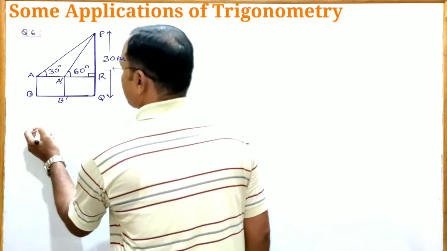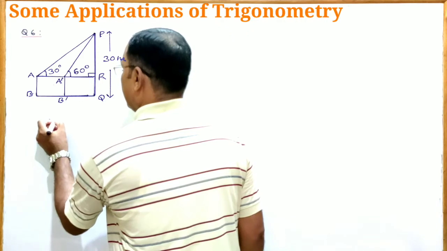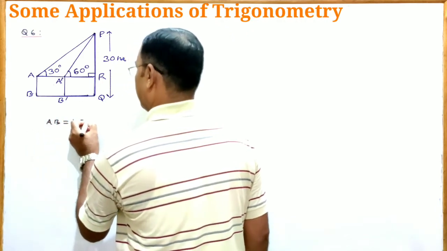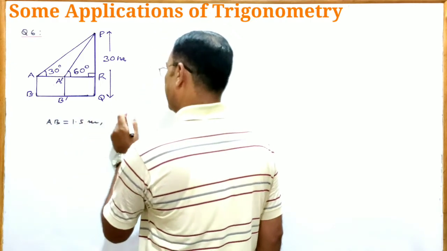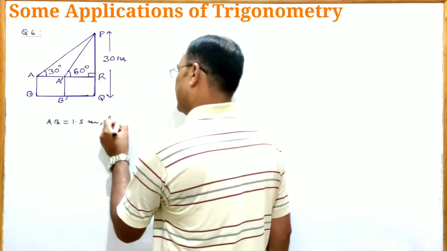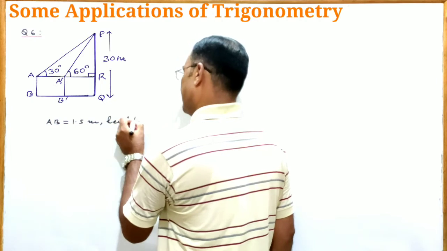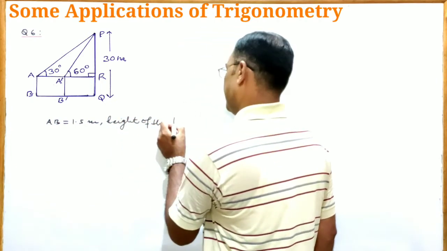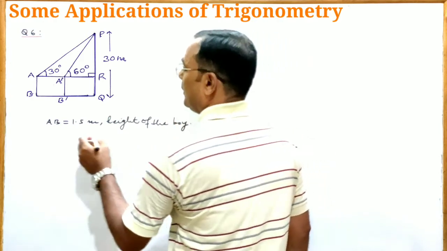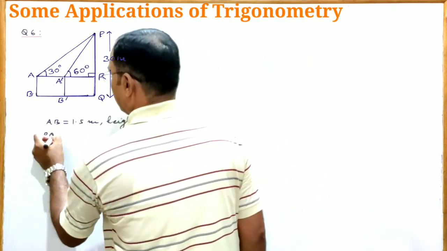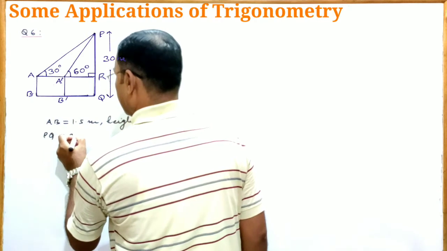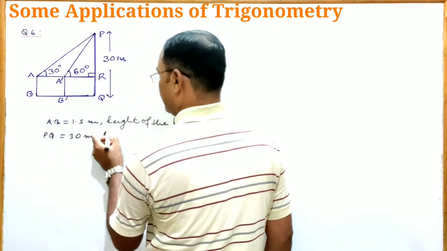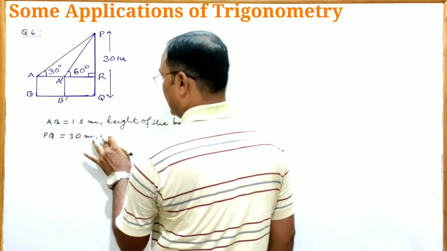So here AB is equal to 1.5 meter, which is the height of the boy. PQ is 30 meter, the tall building, or you can write the height of the building.